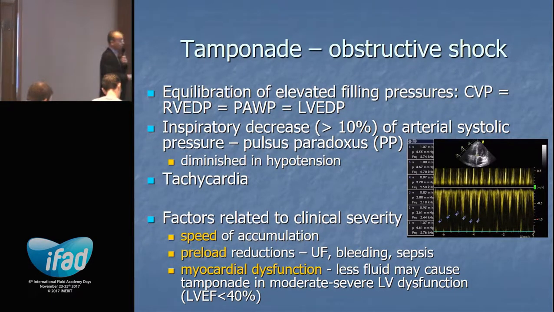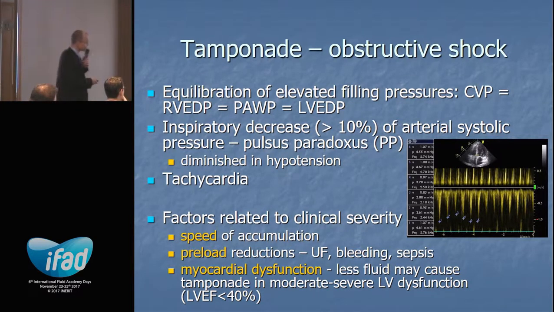Tamponade and accumulation of fluid associates with the elevation of an equilibration, particularly I would like to emphasize the equilibration of filling pressures. There's an inspiratory decrease of arterial systolic pressure, which is and has been named in the textbooks since 19th century as pulsus paradoxus, and it's diminished in hypotension when it disappears during tachycardia. So during inspiration, you have a dip in pulse wave Doppler in left ventricular outflow tract. And this I will explain later in the pathophysiology of it.